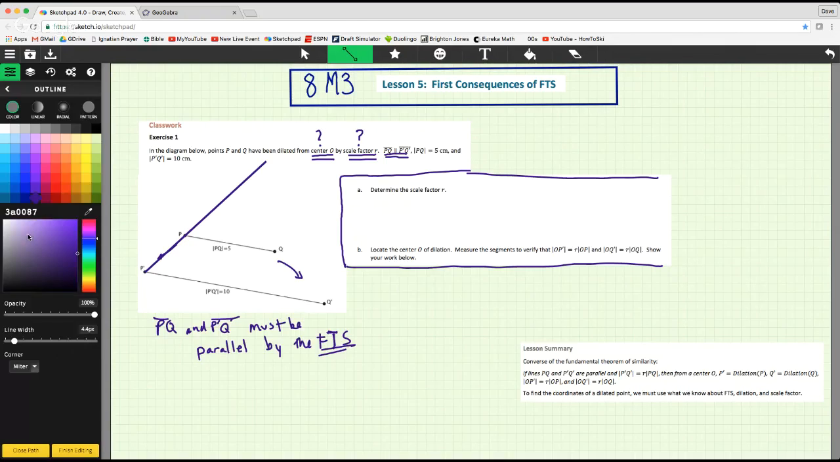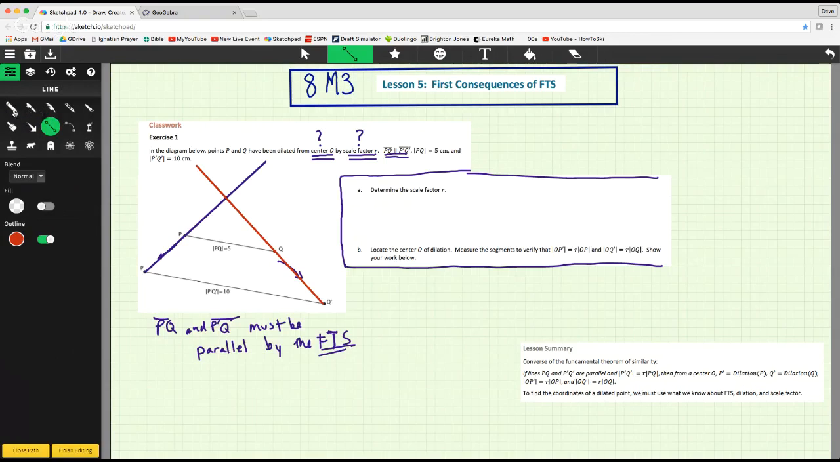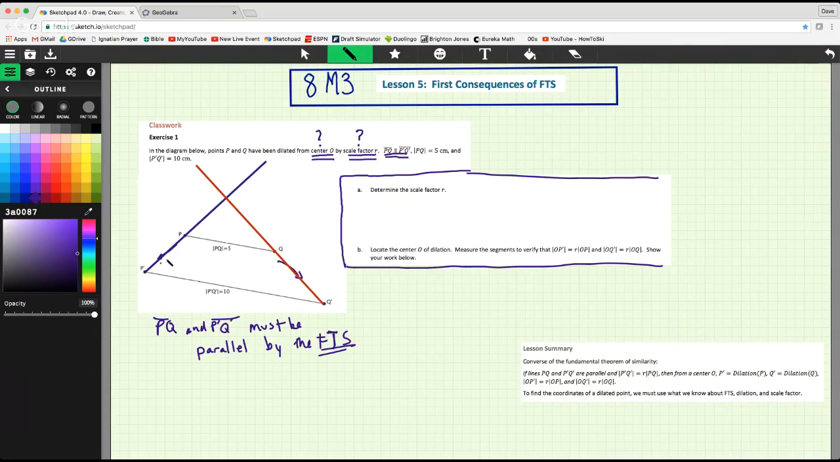Okay, let's draw in a different color. Let's do the same thing with Q and Q prime. So I know the center must be on this line. Can you tell me more accurately where the center must be? If it has to be on this line, and it has to be on this line, then our center must be right here. And so we're going to draw that in and call that point O.